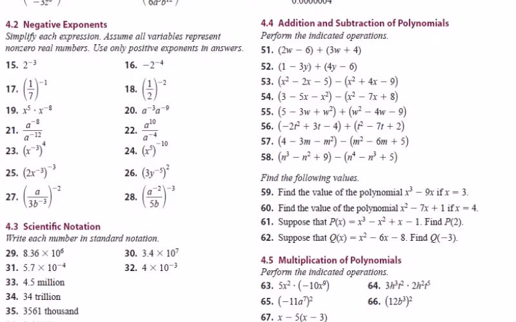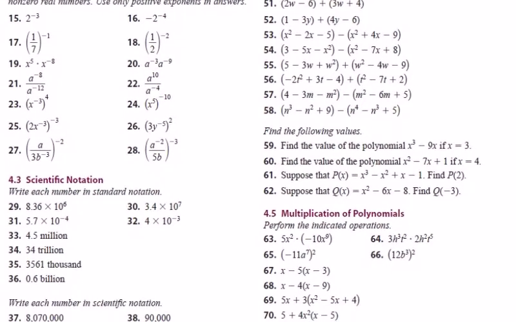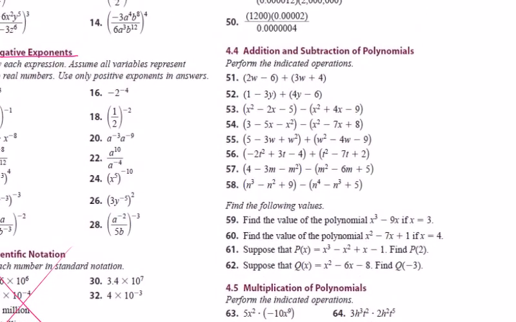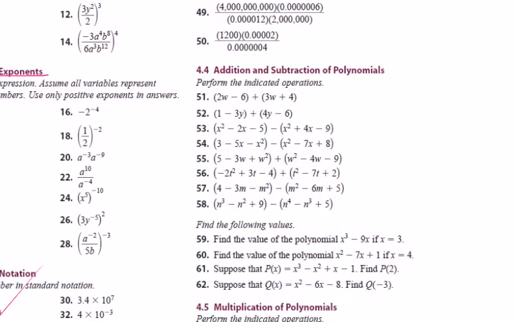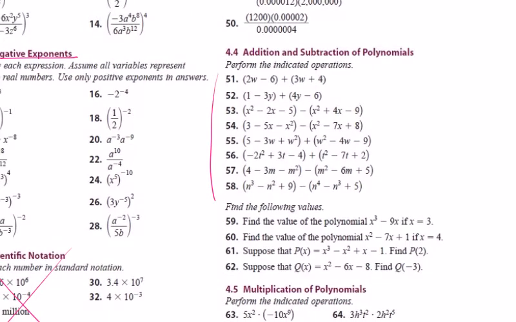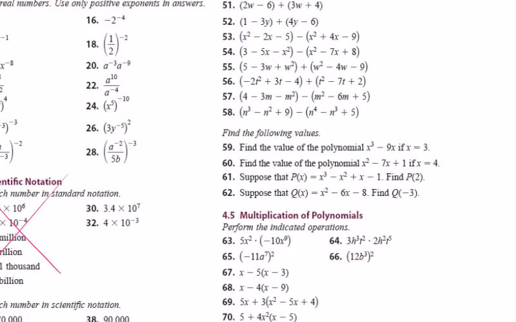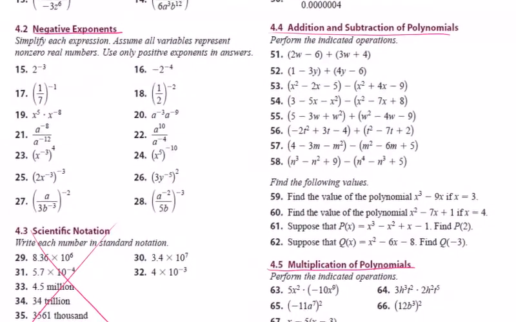So remember, 4.2 is negative exponents. We dealt with negative exponents. We didn't do 4.3 scientific notation. Then we did addition and subtraction of polynomials. We spent a couple days on negative exponents, a couple days on 4.4 addition and subtraction of polynomials, and then we started multiplication of polynomials.